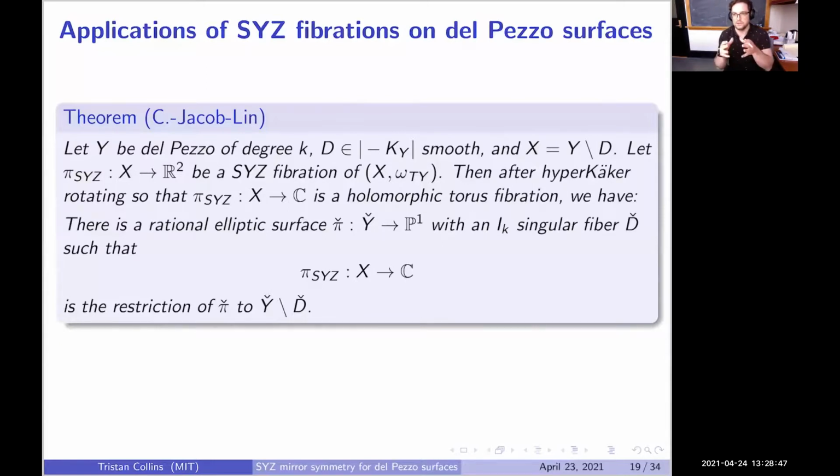So in other words, you take this special Lagrangian fibration, you change the complex structure so it's holomorphic, and then we prove that that can be compactified by adding an I_K fiber at infinity to give you a rational elliptic surface with an I_K fiber.